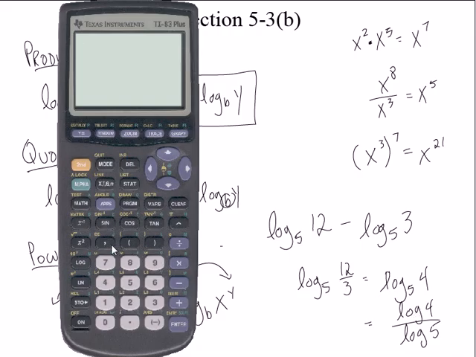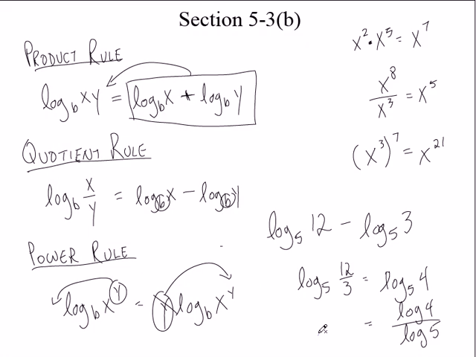So watch, log 4, and then make sure you close the parentheses, divided by log 5. And then equals, and then that would be your answer. It would be 0.86 whatever. All right? And that's it. I'll give you a worksheet, and that's all we have to do.